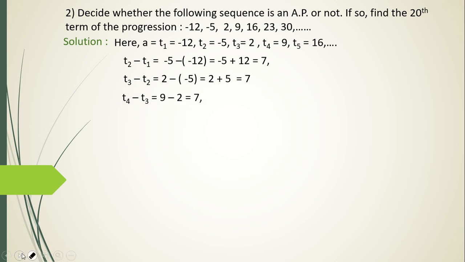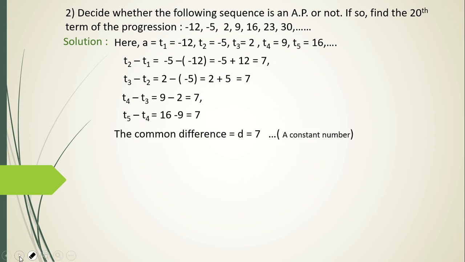Next, T4 minus T3 is also 7. T5 minus T4 is also 7. So you can see the common difference D in all these is the same. It's constant. Therefore, it is an AP. The common difference D is 7, a constant number. Therefore, this sequence is an AP.